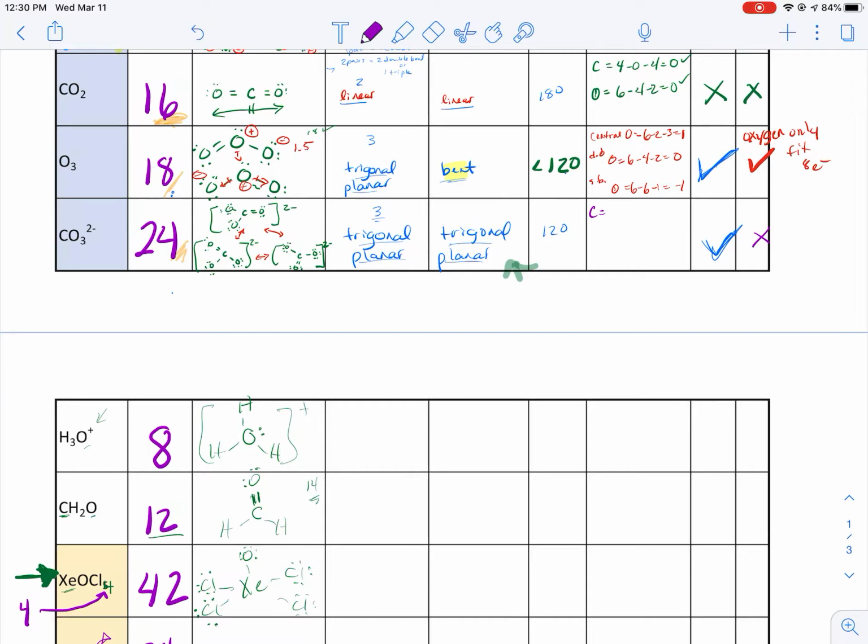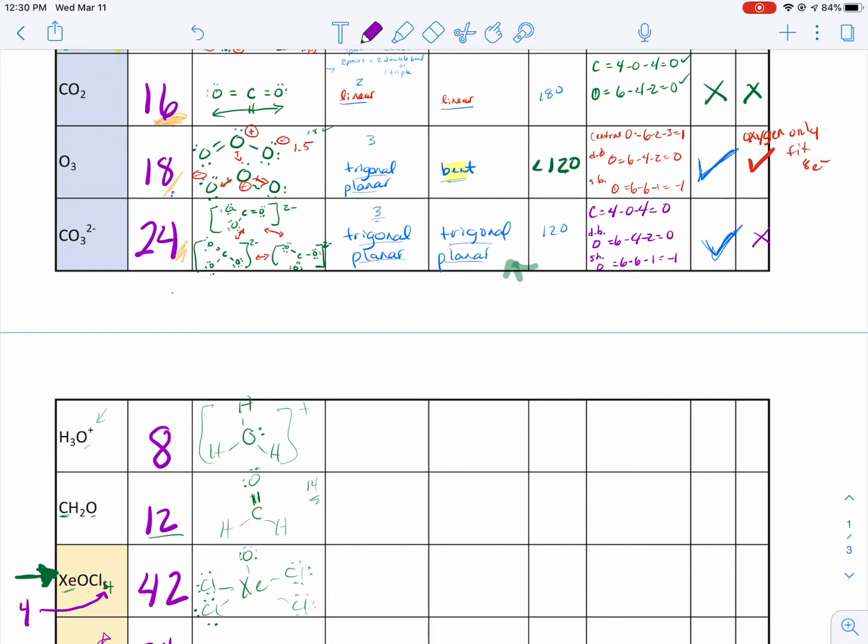And then again, central, we've got the carbon. So this is 4 minus 0 minus 4 bonds. So that one's 0. He's good. We're going to talk about the double bonded oxygen. So that one is 6 minus 4 dots minus 2 bonds, I wrote those down in reverse. So that's 0. And then the single bonded oxygens, those are going to be 6 minus 6 lone pairs minus 1 bond, which is minus 1.